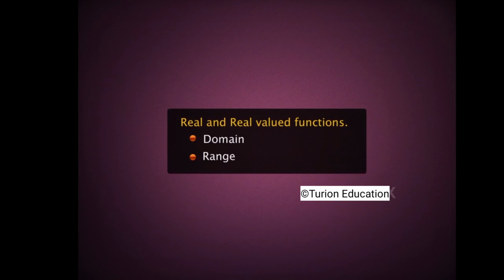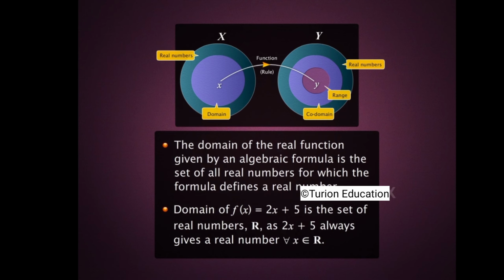The domain of a real function f given by an algebraic formula is the set of all real numbers for which the formula makes sense and is defined. For example, the domain of f of x equal to 2x plus 5 is the set of all real numbers, because f of x is defined for all real numbers x. That is, we can find f of x, which is a real number, for all real number values of x. Some functions, however, are not defined for all the real numbers and thus are evaluated over a restricted domain.